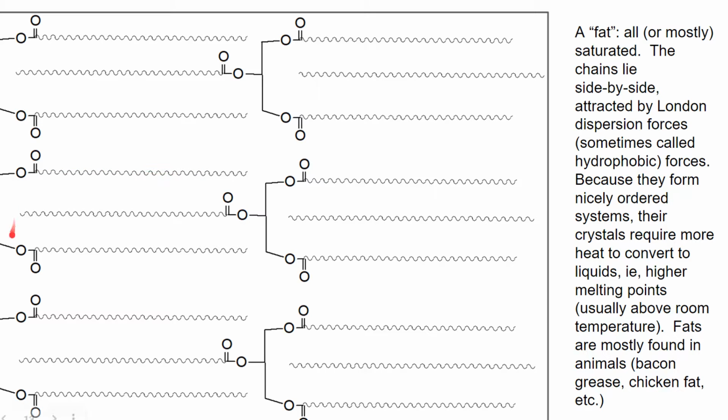Here's another triglyceride molecule with its second one pointing off in that direction. There's another triglyceride pointing off in that direction. But the point is all of these carbon chains lie down next to each other and they form a fairly rigid crystalline material, and they're pretty happy that way. And that means it's going to take some heat to get them to go off and start moving around each other. So they happen to have higher melting points, usually above room temperature. And so if you take chicken fat and you cool it down, it turns into this kind of solid, greasy stuff. Same thing with bacon grease, it solidifies at room temperature. Lots of other fats do that.